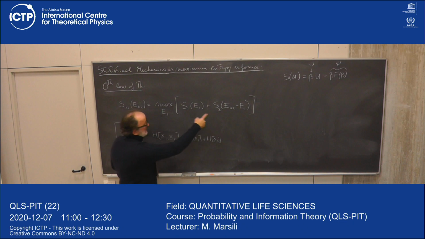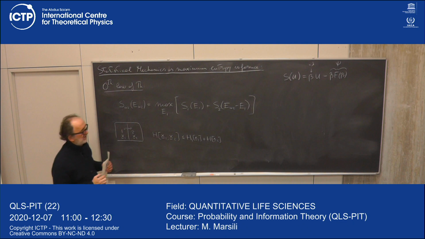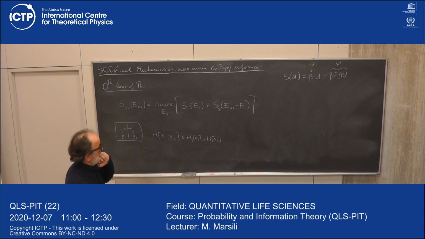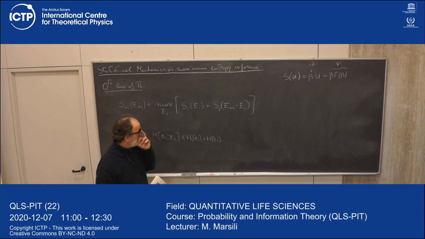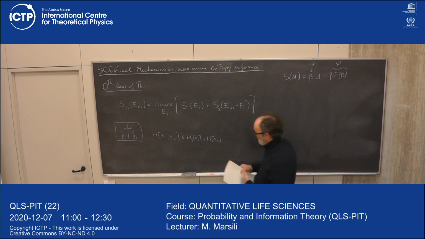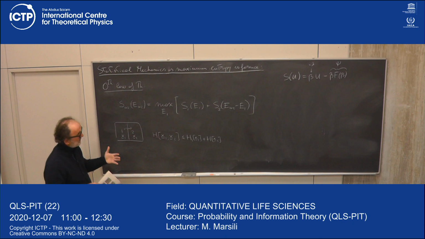So you don't even need to invoke short-range interactions. This is just what you have from maximum entropy. Although, as we have said in the previous lecture, the fact that particles interact is important for equilibration of the system, for what is called mixing of the trajectories.